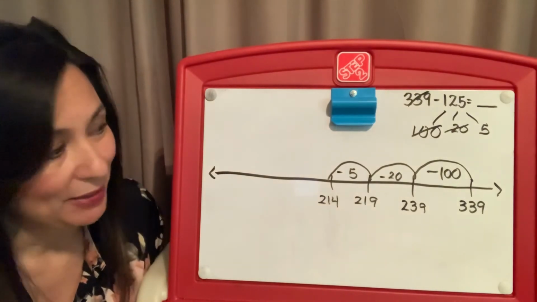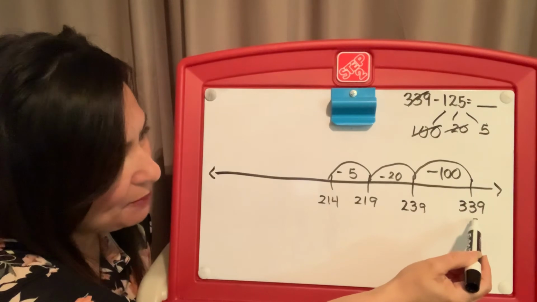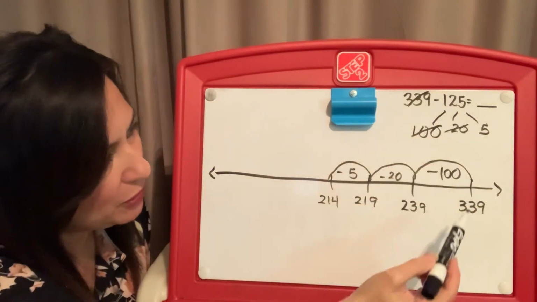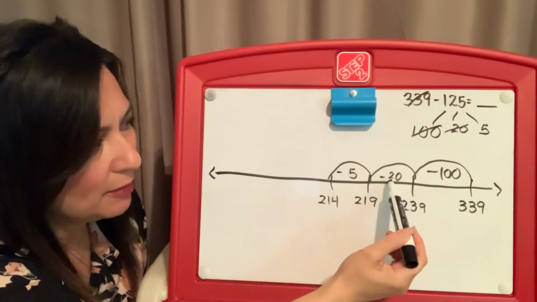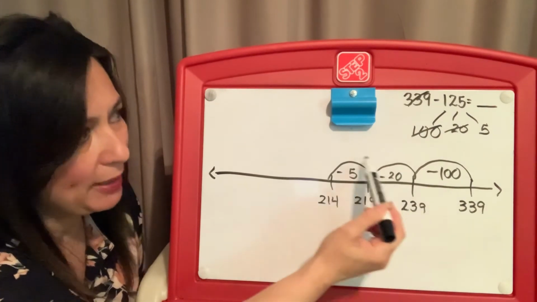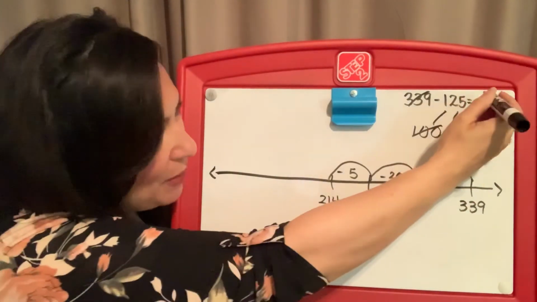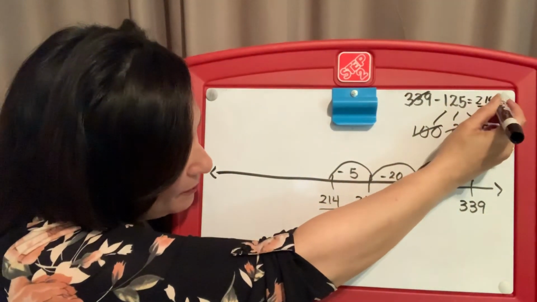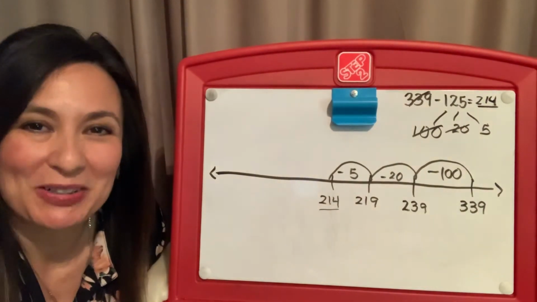Let's double check our work. I positioned 339. Did I subtract 125? Well, let's add up my jumps. 100 plus 20 is 120, plus 5 more is 125. The difference is 214. All right, I think we're looking good, boys and girls.